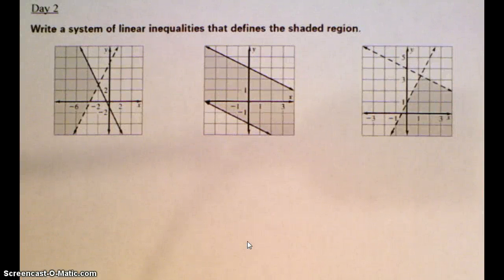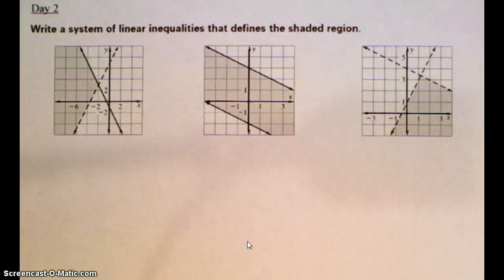Okay, hi guys. Today we are going to do a little bit reverse on systems of inequalities. Yesterday we were given the inequalities and we had to create the graph. Well, today we are going to be given the graph of inequalities and we have to create the system. So let's look at the first one here on the left.